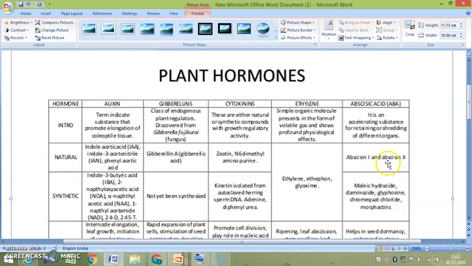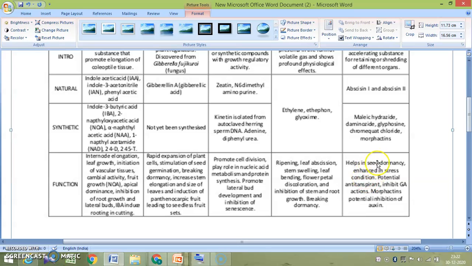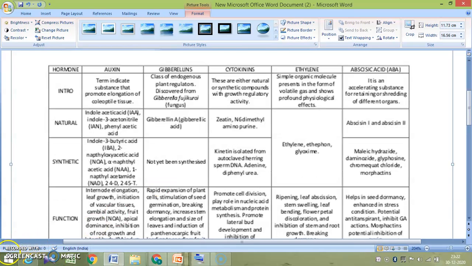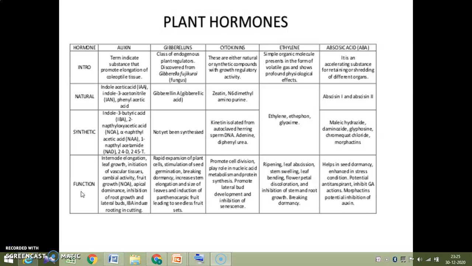Then breaking dormancy. Last one, abscisic acid helps in seed dormancy, is enhanced in stress conditions, is a potential anti-transpirant, and inhibits different functions of gibberellic acid. Then it also inhibits the activity of auxin. Okay, so that's about plant hormones and their functions. Only this topic is included in the revised syllabus, so you read the textbook thoroughly.